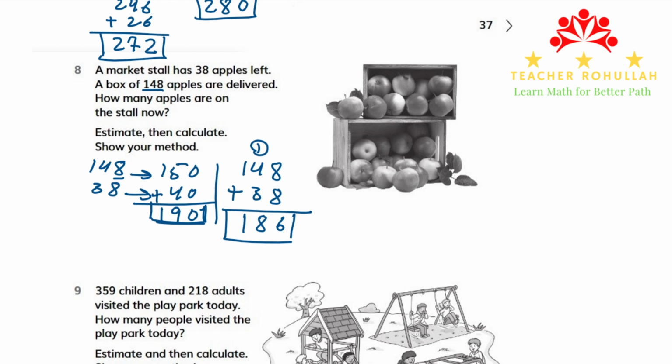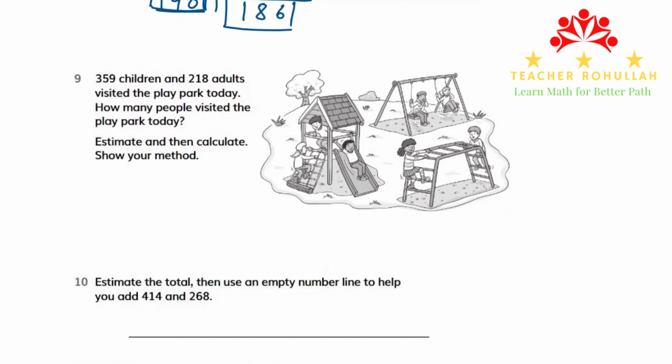Let's move to question number 9. So let me scroll down. In question number 9, it says, 359 children and 218 adults visited the play park today. How many people visited the play park today? It is asking us to estimate and then calculate, and it wants us to show the method we use as well.